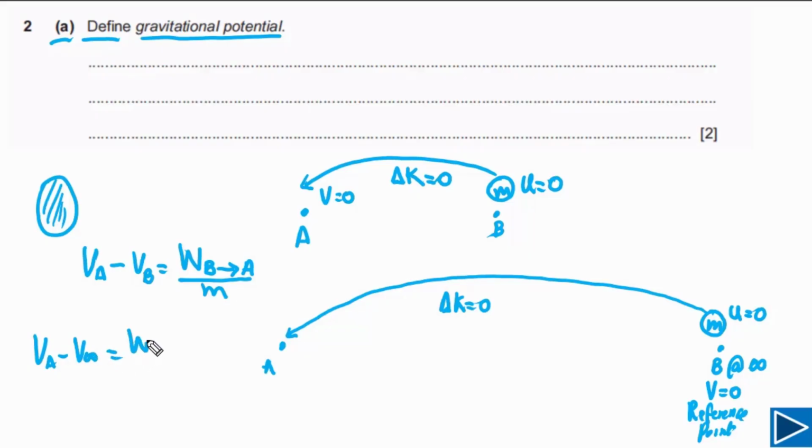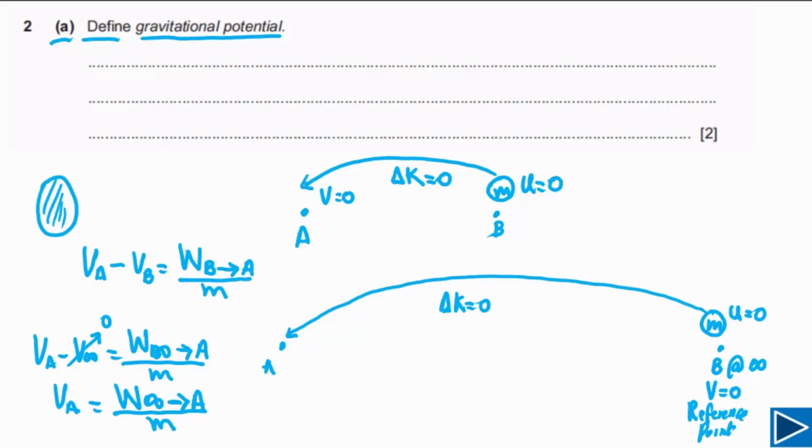So we can say the work done to bring this unit mass from B, or we can say from infinity to A per unit mass. That amount of work done is equal to the potential at A, because V infinity is equal to 0. So simply we can say in this case VA is equal to the amount of work done to bring this mass, or we can say amount of work done per unit mass from infinity to A. This is equal to potential at point A. This is how we can define gravitational potential.